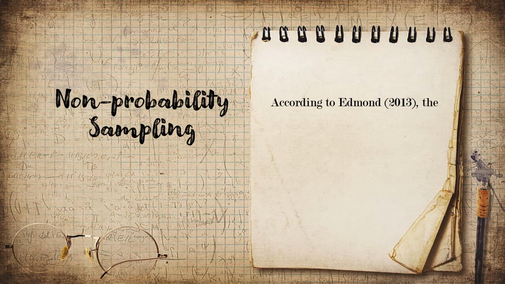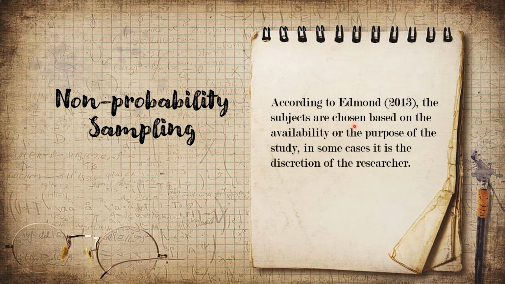For non-probability sampling, according to Edmond 2013, the subjects are chosen based on the availability or the purpose of the study. In some cases, it is at the discretion of the researcher. Actually, it involves non-random selection based on convenience or other criteria, allowing you as a researcher to easily collect data.